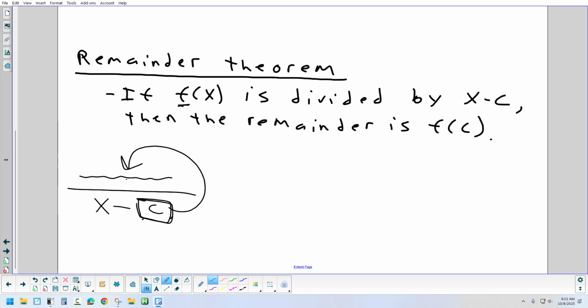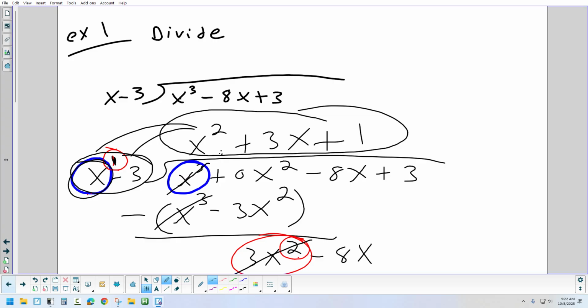So let's try that on the first problem, because the first problem did fit this pattern. It was x minus a number in the bottom. Let's take the number after the minus sign, plug it into the top, and see if we get the remainder. What's the number that was after the minus sign for my divisor? 3. That is the number after the minus sign. Don't include the minus sign. Right, so it's a 3.